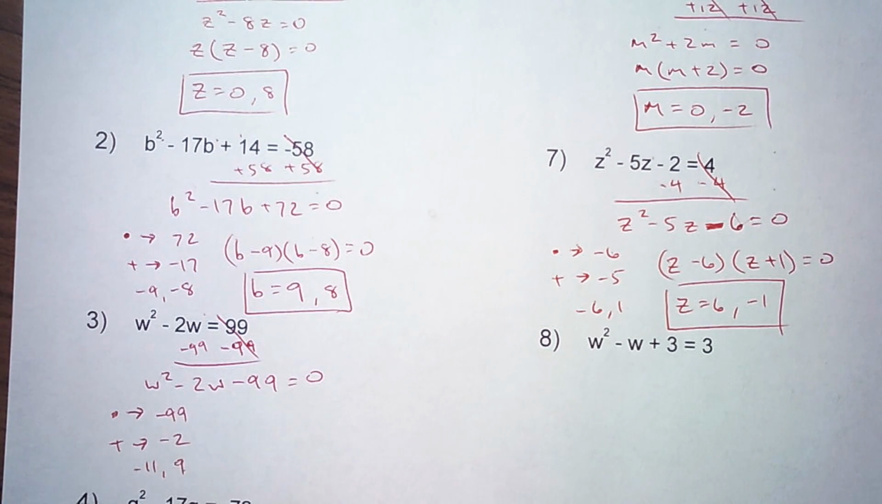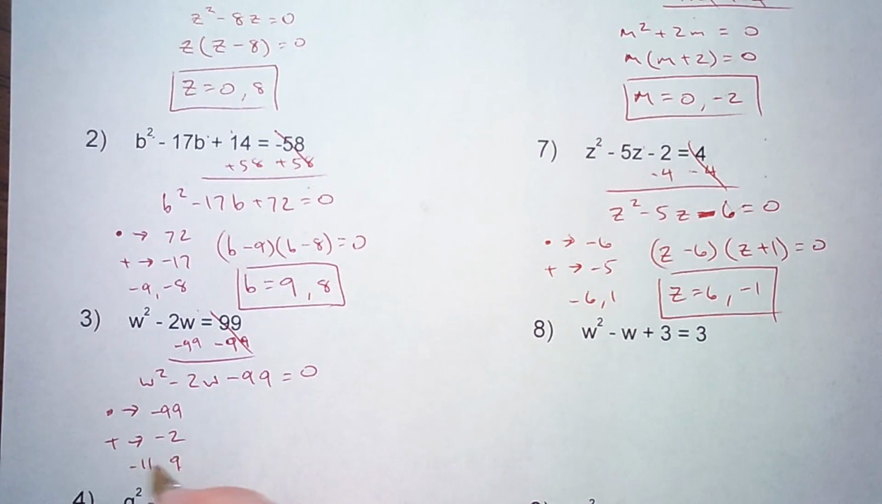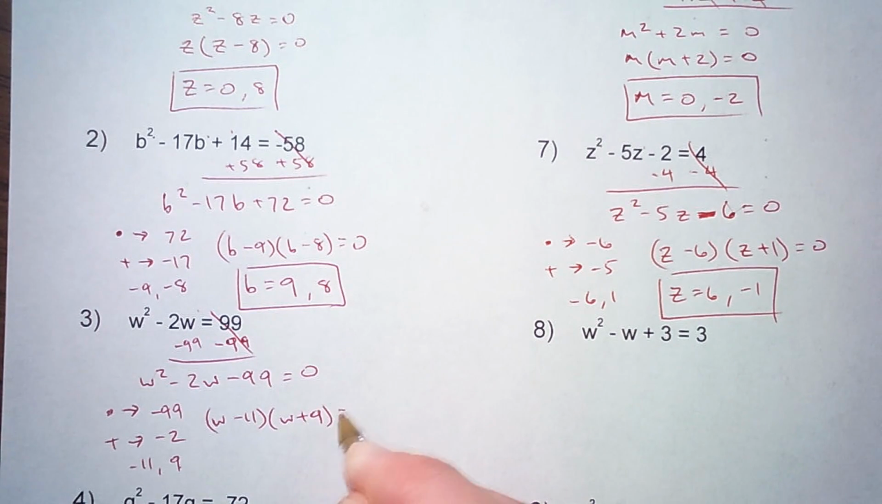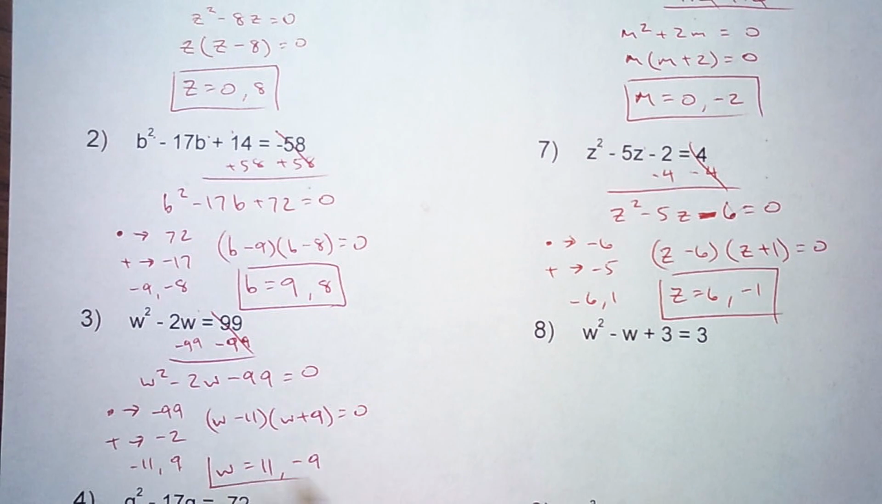Negative 11 times positive 9 is negative 99. Negative 11 plus 9 is negative 2. So I have w minus 11 times w plus 9 equals 0. I can make this factor equal to 0 by setting w equal to 11, and I can make this factor equal to 0 by setting w equal to negative 9.